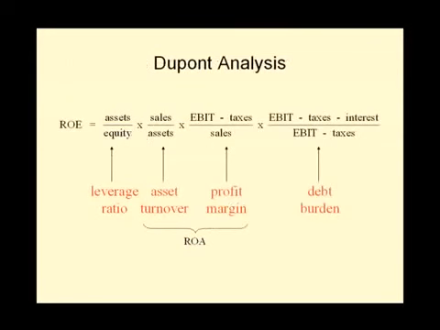Here is the DuPont analysis structure. Return on equity is presented as the product of some important financial ratios. The leverage ratio, defined as the ratio of assets over equity. The asset turnover ratio, defined as the ratio of sales or revenues divided by assets. The profit margin, defined as the ratio of earnings before income and taxes minus taxes divided by sales or revenue.